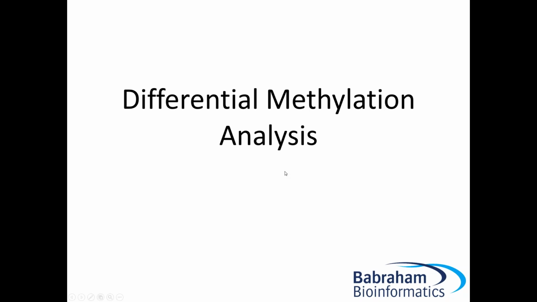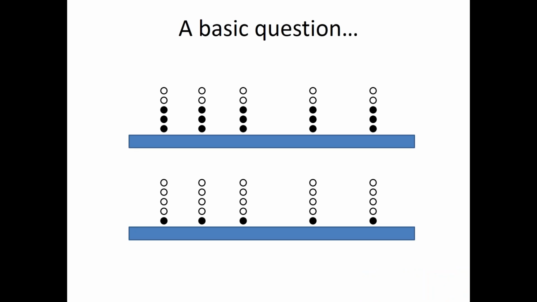Differential methylation isn't the only thing you can do with methylation analysis. Sometimes you're just interested in a single sample, but a lot of the time what you're looking for are methylation changes in response to something that you've done. In theory, it's a pretty simple question. It's the same sort of view as we had before, where we have individual samples with methylation calls which are either methylated or unmethylated.